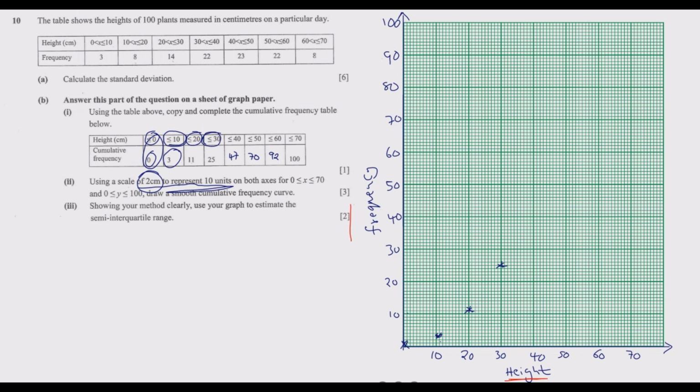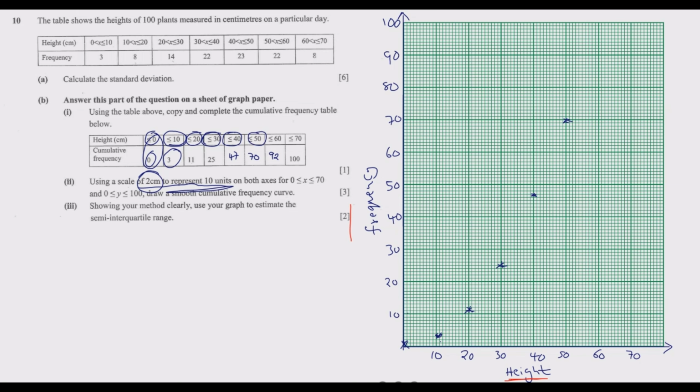Then next it will be those plants that are measuring 40 or less, there are 47. So you come along the 40 and look for where 47 is. So 47 is just 3 points below 50, which is this point. Then next it will be below or equal to 50, there will be 70. So you're going to look for 70, which is that point.